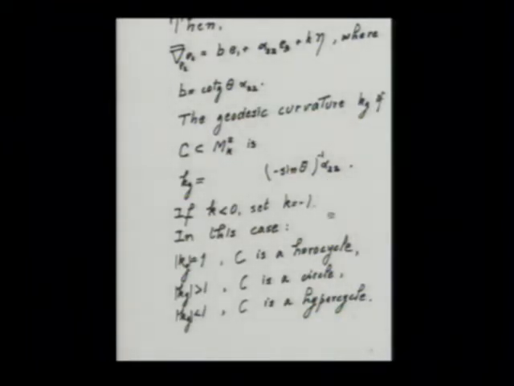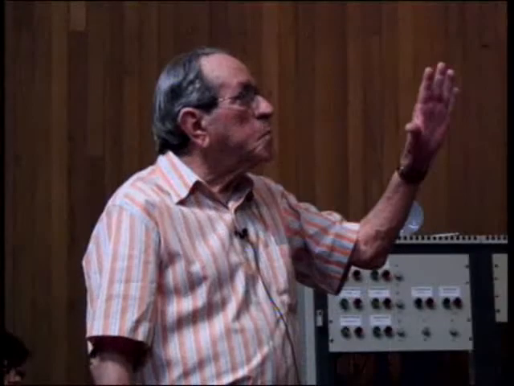So let's assume in some case that k equals -1. The interesting case is the hyperbolic case. And then we see that if its curvature is 1, it is a horocycle; if it is greater than one, it is a circle; if it is less than one, it is a hypercycle. That will be used.